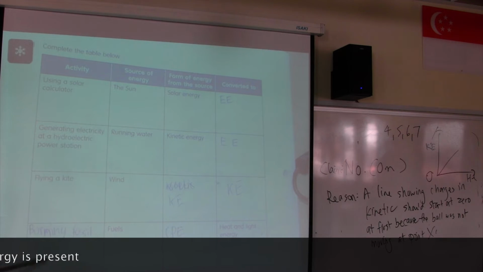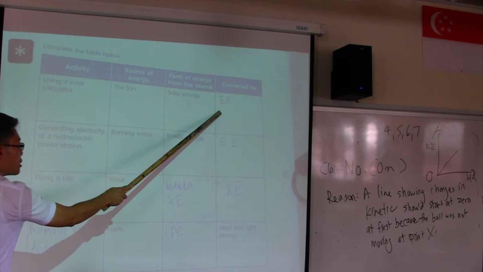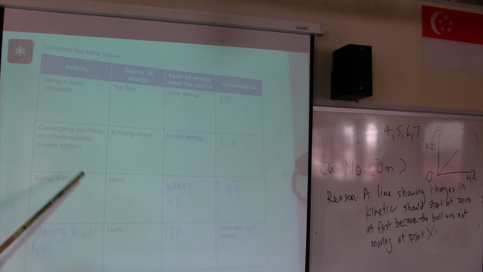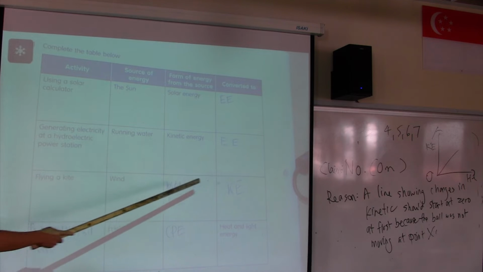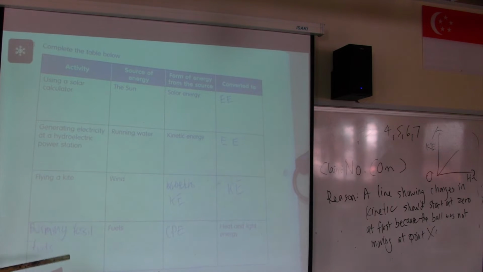Okay, driving, moving car. That one, I have a small problem. What's the problem? Who has cars here? Yeah, the thing is, it's not totally wrong, you know. Let's look. A calculator works when you have electric energy. A hydroelectric power station works when it generates electricity. A kite has kinetic energy. So you're telling me a car here, the purpose of it to make it move is heat and light energy.